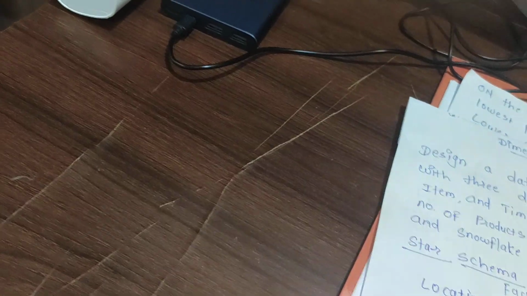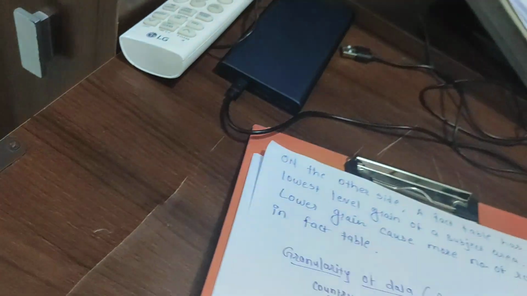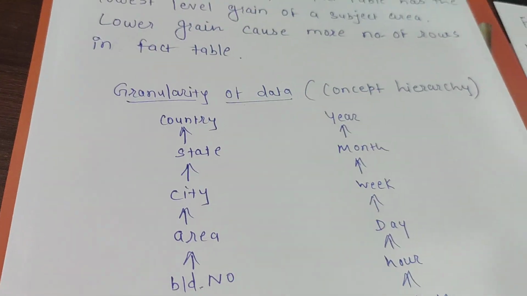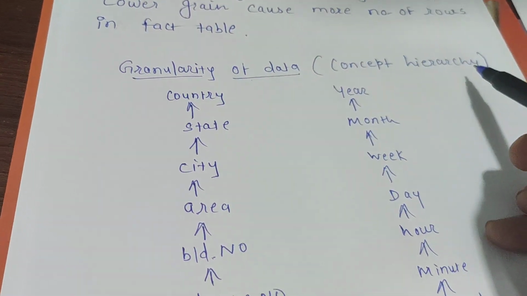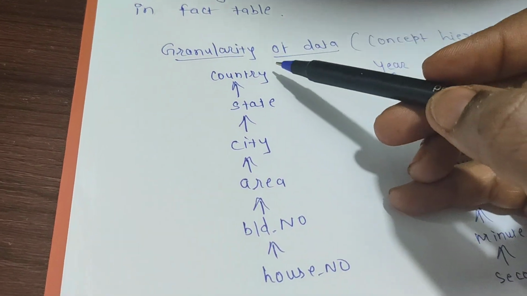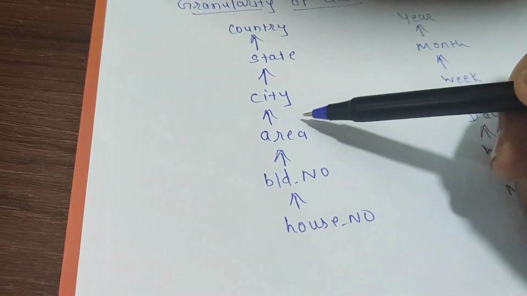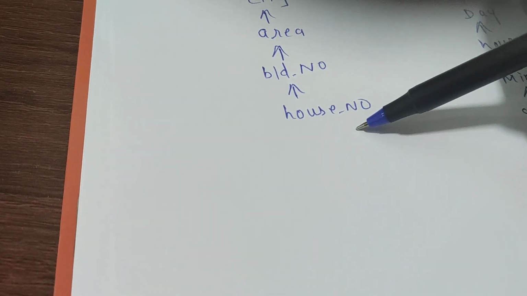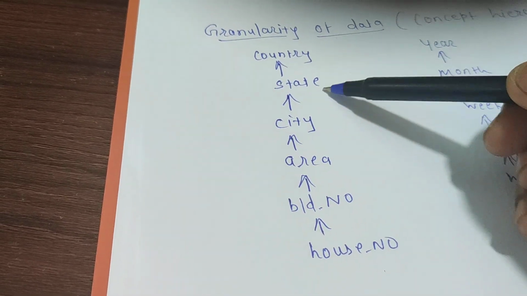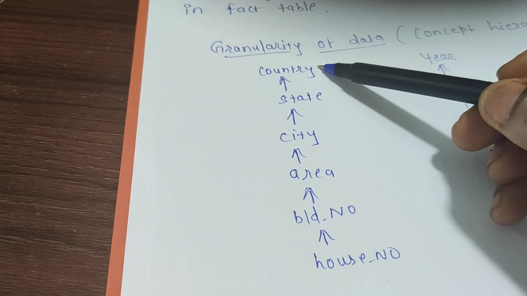Now we will see the concept of granularity of data, or you can say concept hierarchy in the data warehouse. Granularity of data means, suppose in the location we have country, state, city, area, building number, house number. These are levels of granularity, and the level of granularity is increasing here. So here we have less detailed data.